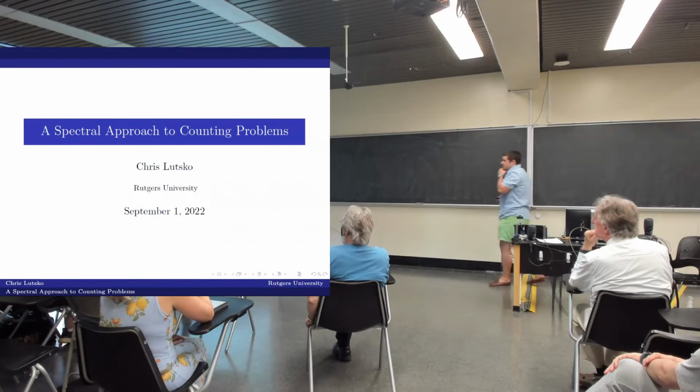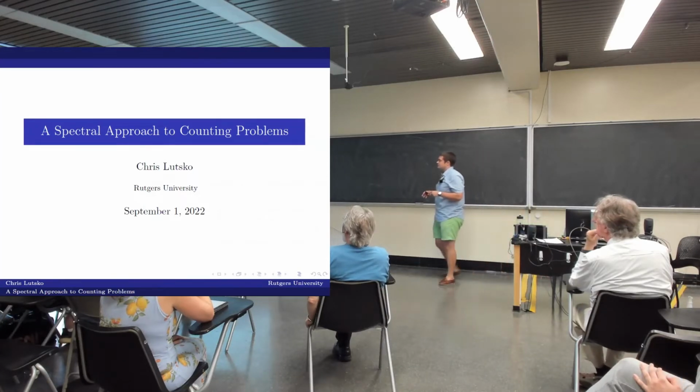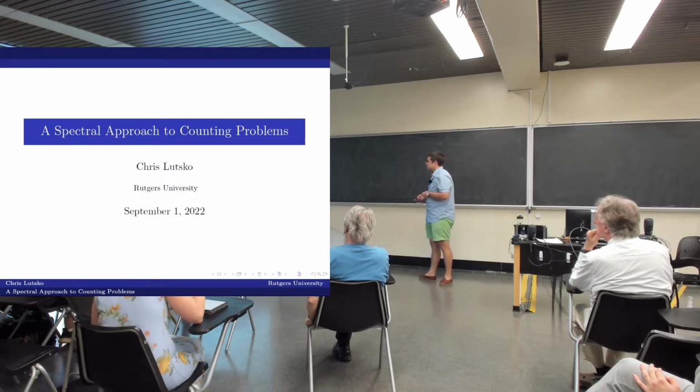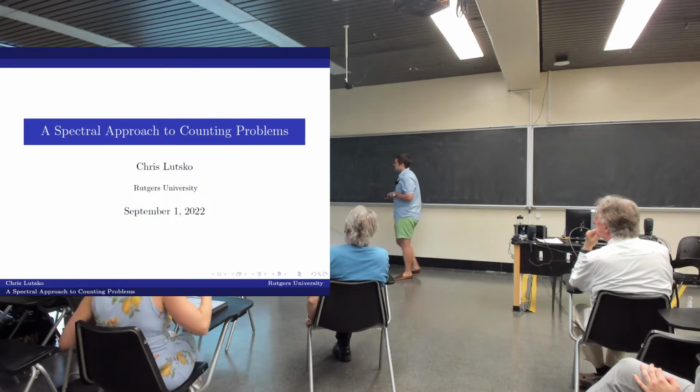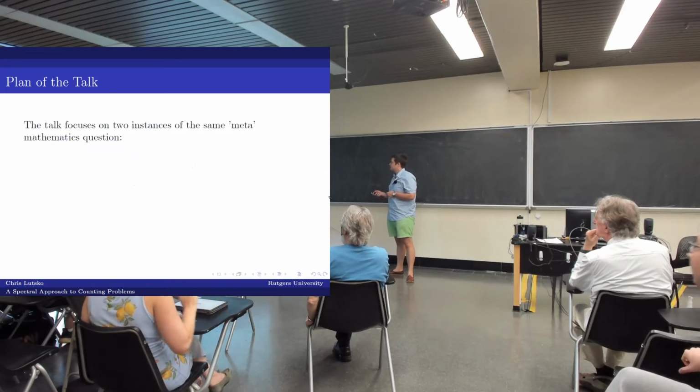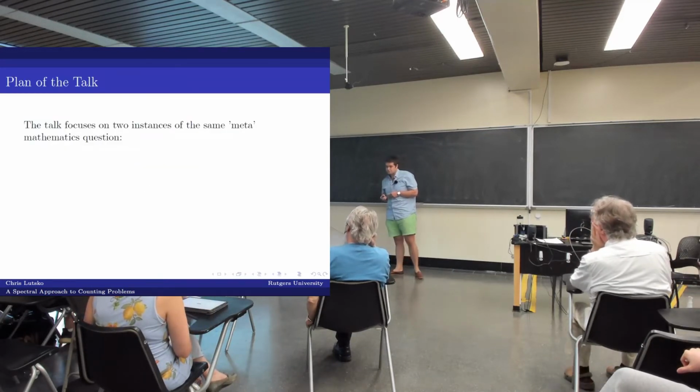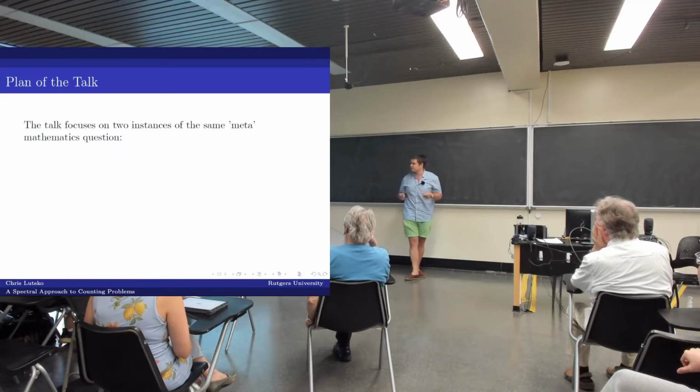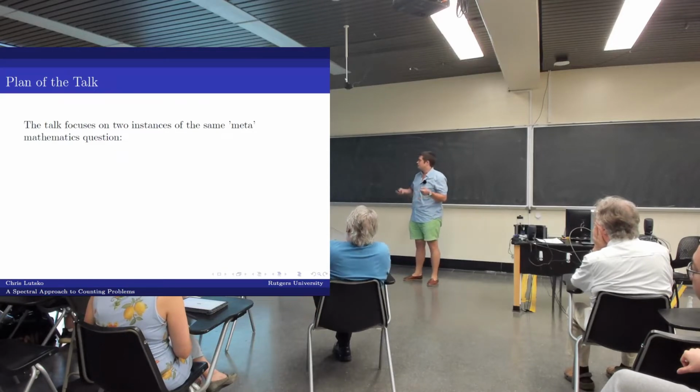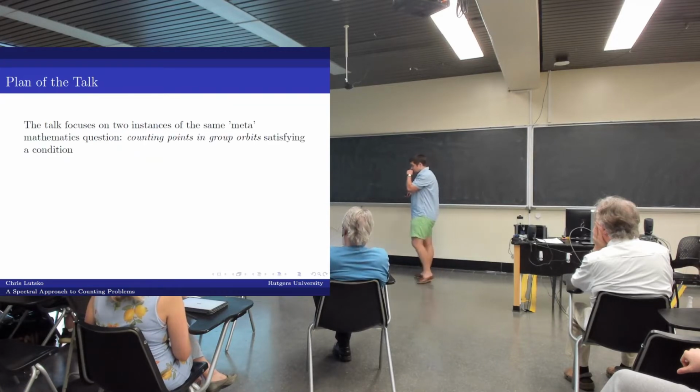Okay, so in this talk, I'm going to focus on two instances of the same big picture mathematics question, which is: suppose I have a group and I take the orbit of a point, and I want to count points in that orbit, and then I have some cutoff condition, which is useful for whatever it is. How can I do that?